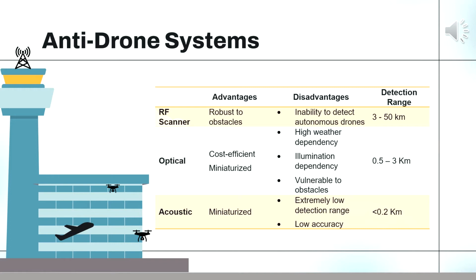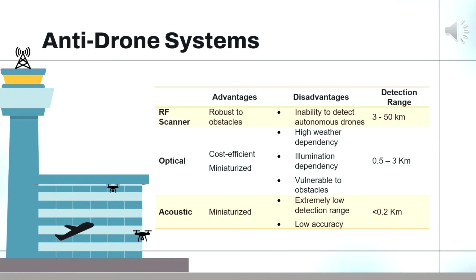Next, we are conducting comparisons for the different anti-drone systems that we have. We have the RF scanner, the acoustic, and vision-based. The RF scanner has the advantages of drone detection, identification, and detection beyond line of sight, as well as obstacle-free. However, the disadvantages that it has is that it's not ideal for autonomous drone detection without communication channels, as well as it requires extensive training.